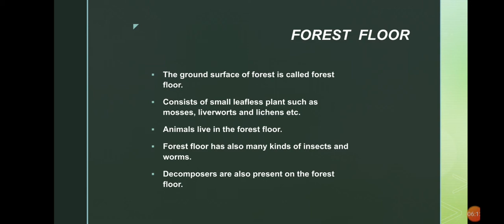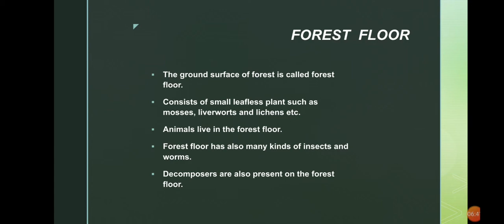Now, the largest animals in the forest live on the forest floor. The forest floor has many kinds of insects and worms. The decomposer organisms such as bacteria and fungi are also present on the forest floor. This forest floor is covered with dead and decaying plant matter, decaying animal matter and animal waste. As I said, many decomposers also live on the forest floor.